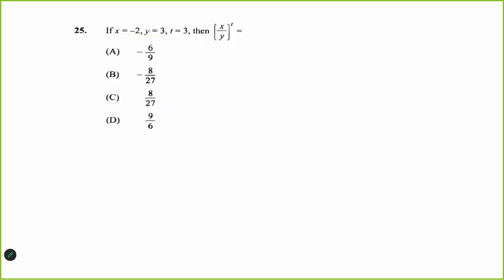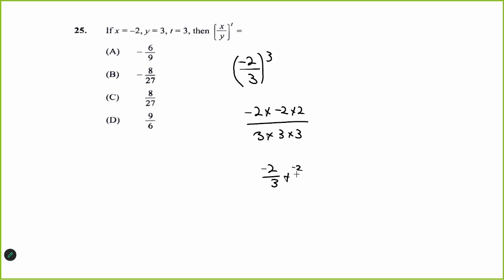If x is equal to negative 2, y is equal to 3, and t is equal to 3, then that is negative 2 over 3 to the power of 3, right? That would be negative 2 by negative 2 by negative 2 over 3 by 3 by 3. Or you could put negative 2 over 3 multiplied by negative 2 over 3 by negative 2 over 3, which is basically the same thing. This would be negative 8 over 27. So the answer is B.